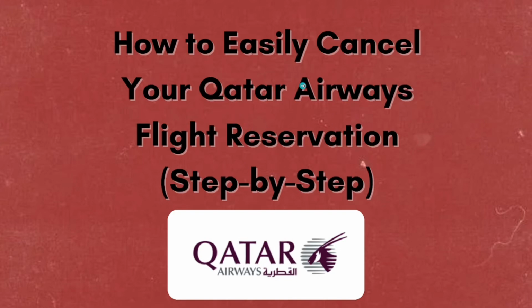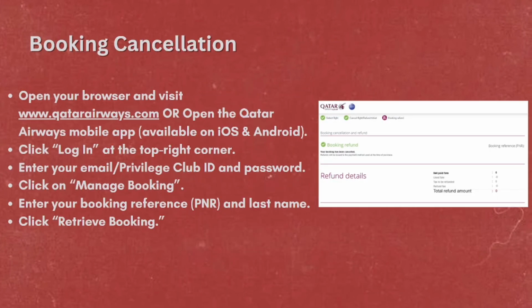Hey everyone, in this video, I'm going to show you how you can easily cancel your Qatar Airways flight reservation step by step. So first step is open your browser and visit the Qatar Airways official website. So you can search this link right here, or you can even open the Qatar Airways mobile application. This is available on iOS and Android.